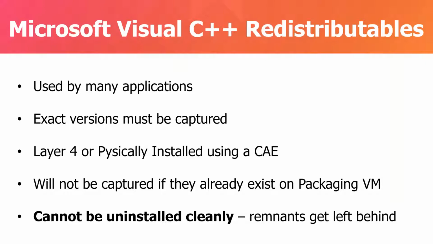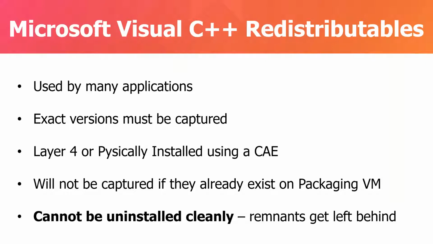Now, going back to your packaging machine, if you've already got C++ redistributables on your packaging VM, then obviously if they're already there, any captures of an application that needs those C++ redistributables won't include them. So if they're on there, they'll be missing from the final app set. When you virtualize it on a machine that hasn't got those C++ redistributables already, your app set's not going to work. So it's important not to have any C++ redistributables on your packaging machine.